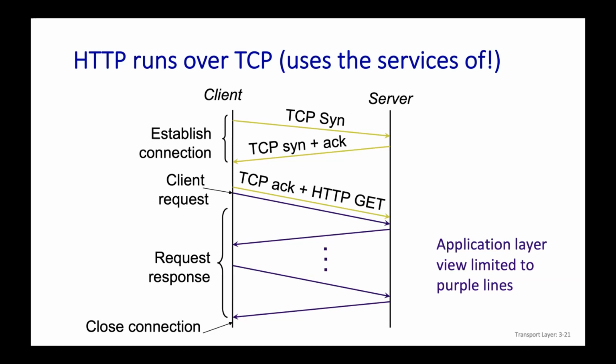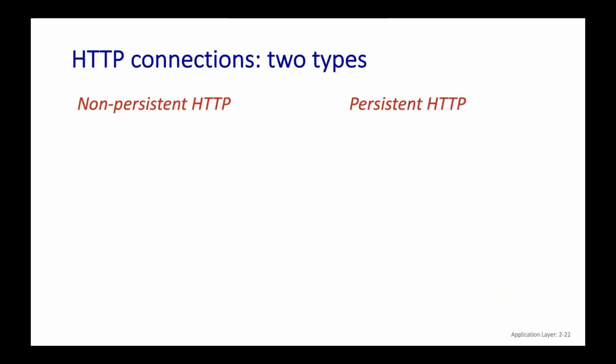Sequence numbers किस लिए चाहिए थे पैकेट्स के अंदर? Ordering के लिए चाहिए थे, so that if some packets are lost, you can resend those. So application layer view is limited to these purple lines.